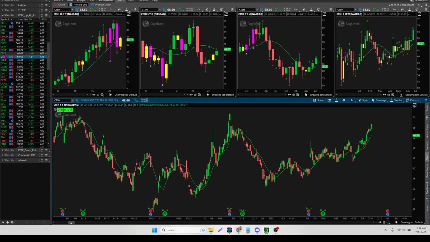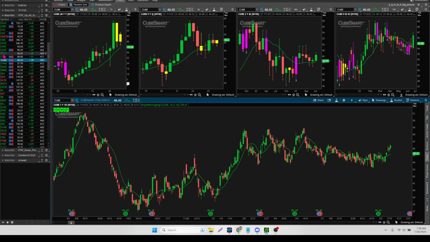Another one tried to go up, CTSH. Unbelievable. This one triggered yesterday or on Friday. Cube Smart went 2 reversal on the daily, 2 up for the week, 2 up for the month. So those are in force. The question is can we go 2 up on the quarter? Don't like the quarter setup because we have 2 reversal set up and then we're inside year.